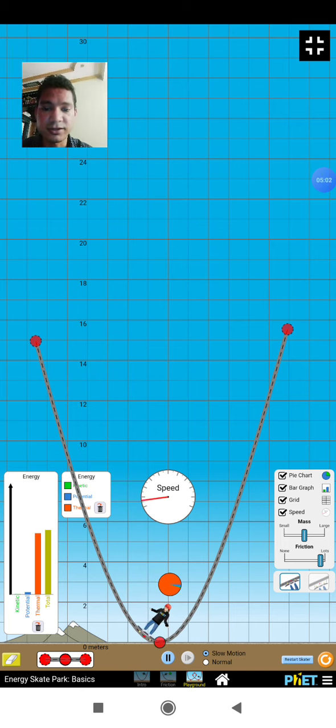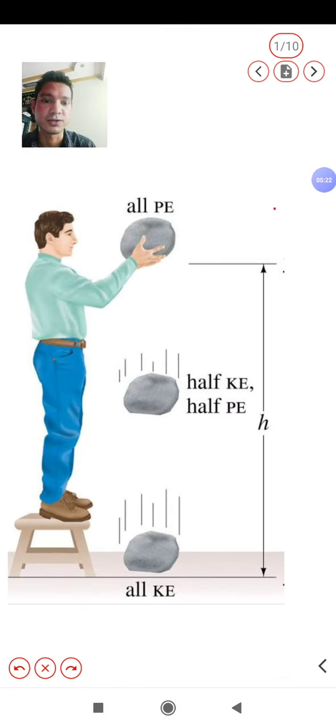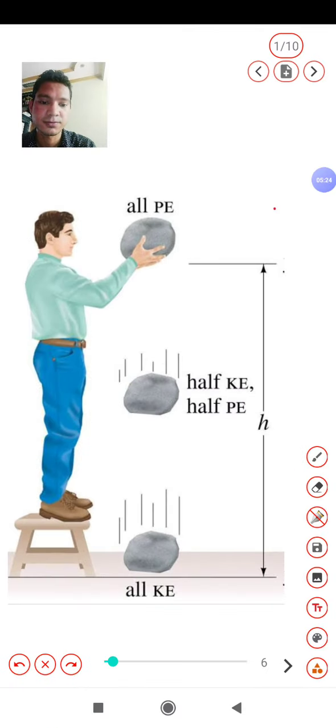Alright, it has stopped now, and eventually all the total energy got converted into thermal energy. So one form of energy is getting converted into another form. That is the meaning of the law of conservation of energy. Now let's solve a few numericals based on this concept. Okay, so let's begin with this picture here.